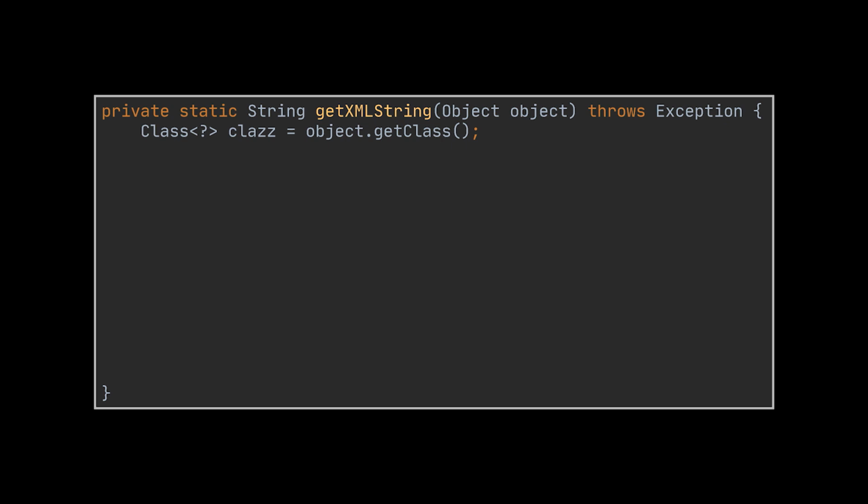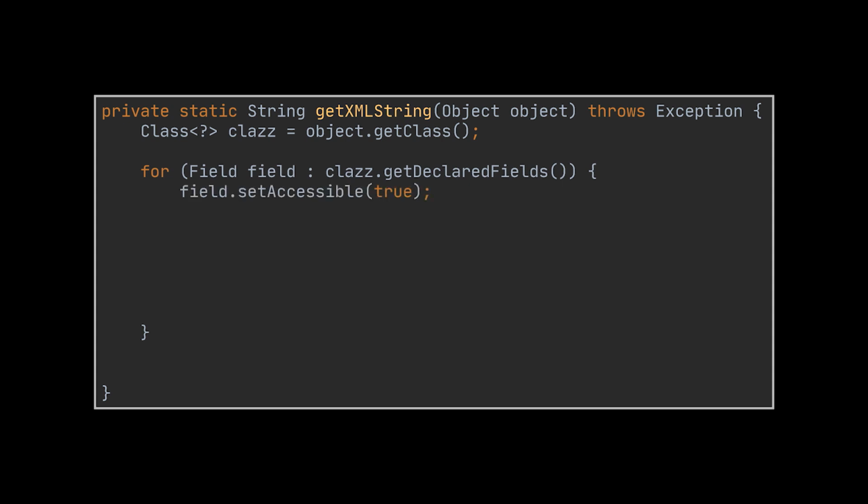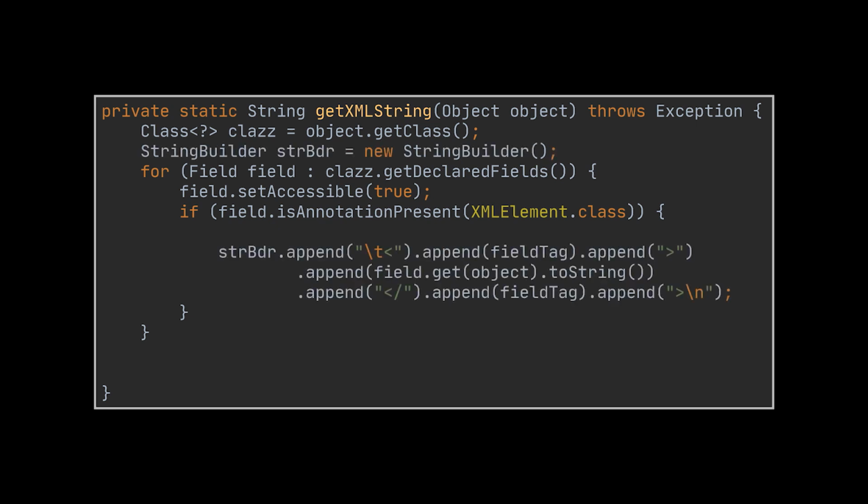corresponding to our given object, what we need to do is loop over the fields of this class, then make sure that each field is indeed accessible in case its visibility was set to private. And now that we can access it, we check if the XML element annotation is present, and if that's the case, we retrieve the field's value and append it to the string builder we created in an XML-like format.